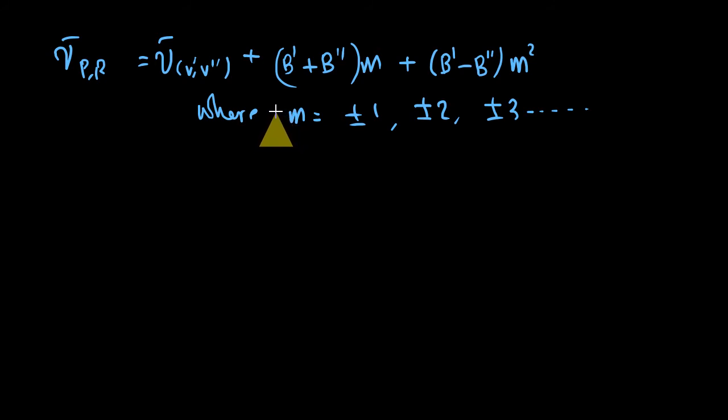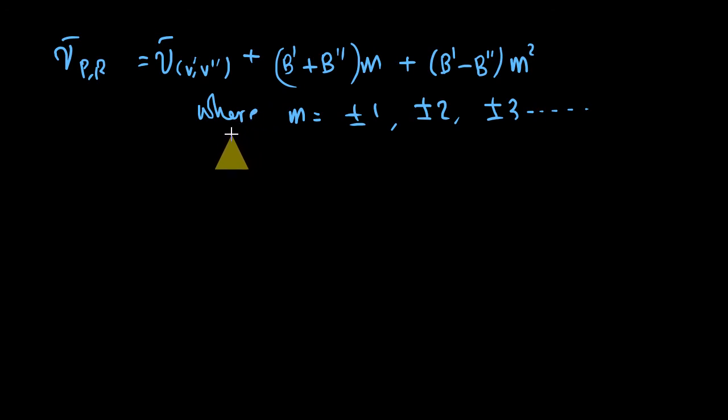So what are these B prime and B double prime? They are the rotational constants in the excited electronic state and the ground electronic state. The ground electronic state rotational constant is B double prime. The excited electronic state rotational constant is B prime. Are they the same? You cannot say that they are the same, because there are some reasons for that.